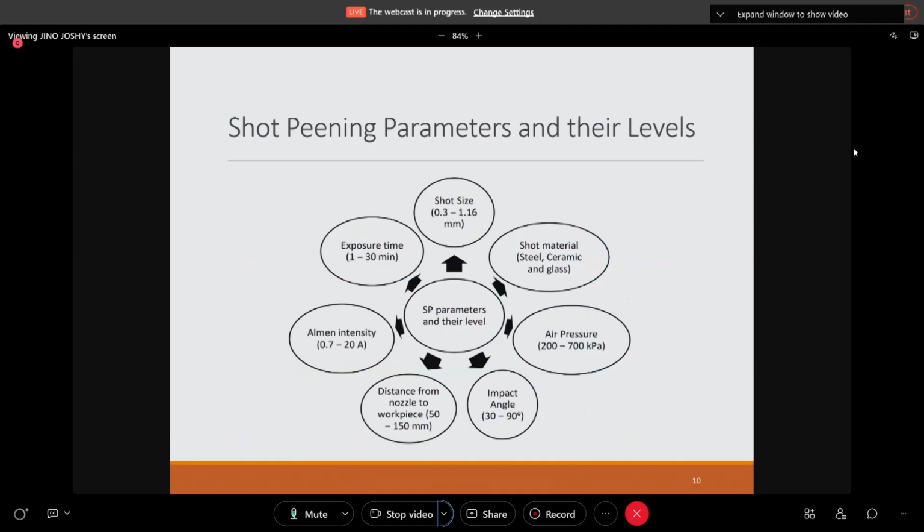And basically, regarding the process parameters, we have seen that surface integrity is very important, and these process parameters determine the surface integrity. Okay, so the basic process parameters are shot size, shot material, air pressure, impact angle, distance from the nozzle, Almen intensity, and exposure time. Shot size means the size of the particle taken to impinge the surface. And shot material is usually a hard steel ball, or a ceramic ball, or sometimes we use glass particles. All these things we take as shot material.